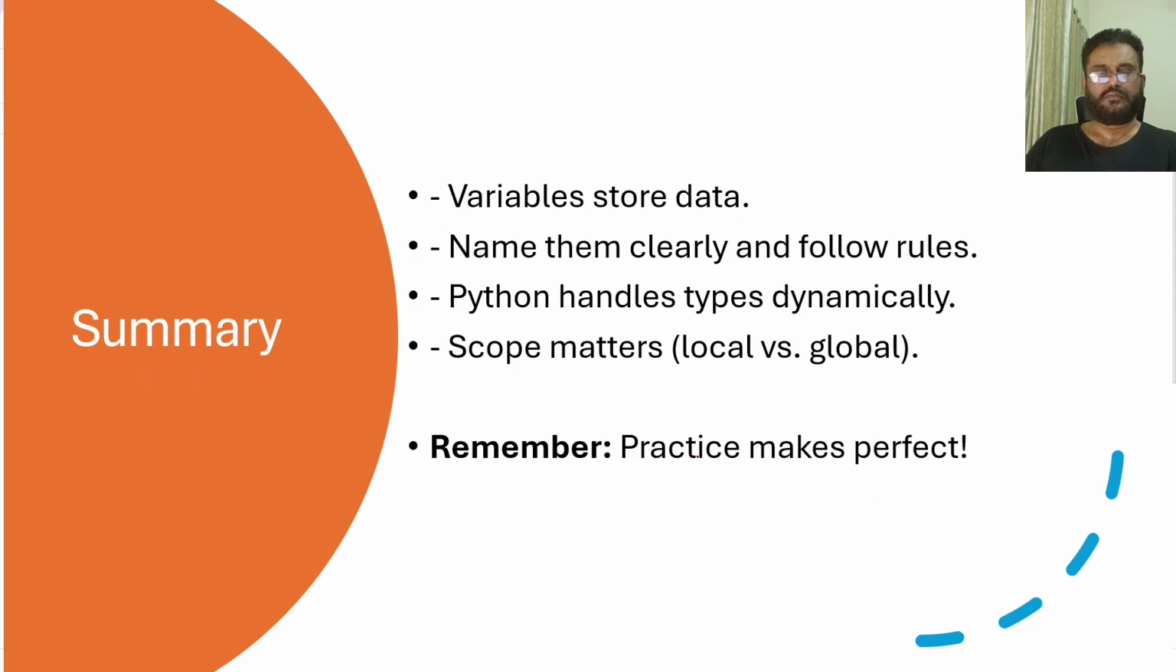So we learned about how variables store data. We learned about how to name them clearly and how to follow certain rules. And Python handles types dynamically. And we also learned about local and global variables and how the scope of local variables is just within the body of the function and the global variables' scope is throughout the program. So for learning more and to become good programmers, we should remember that practice makes us perfect.